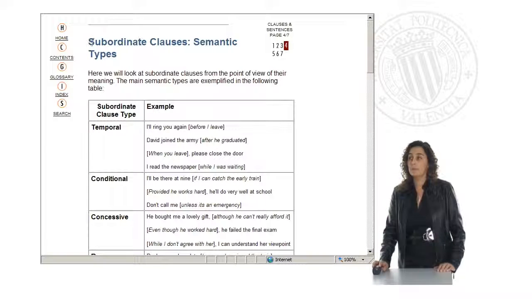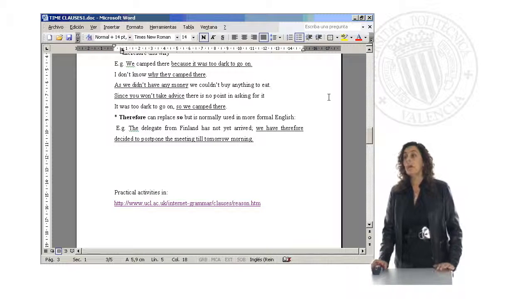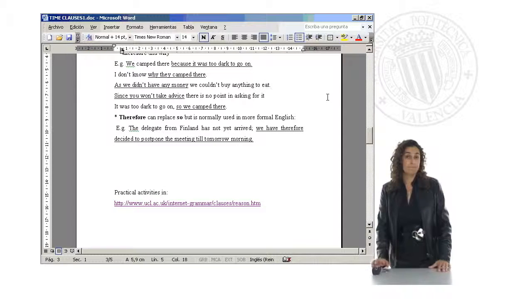It's a very interesting type of website in which you can practice subordinated clauses in general. Right, and that's all today.